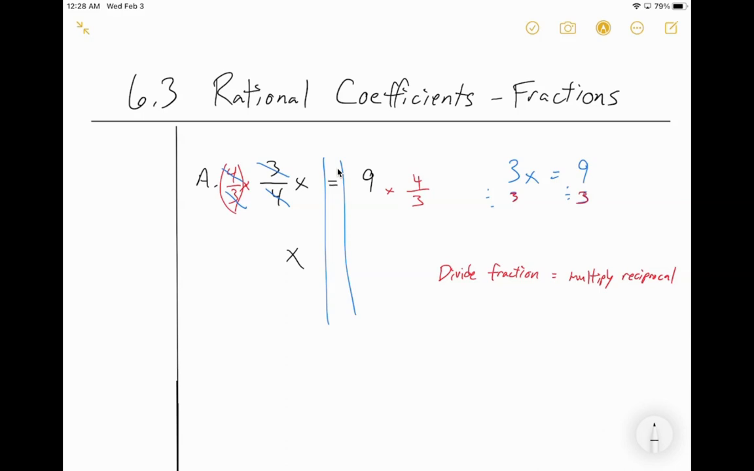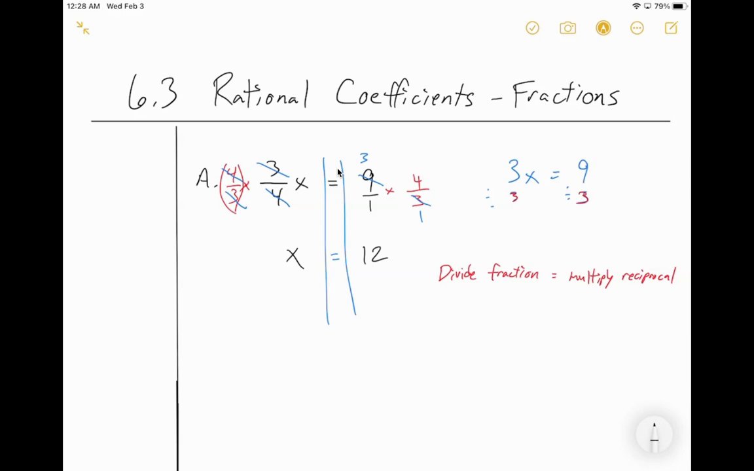Now on the right side, let's make this a fraction, 9/1, right? By making that a fraction, now we're dealing with fractions with fractions. And now we can do some cross-canceling here. We could say, okay, well, 3 becomes a 1, 9 becomes a 3, and 4 stays. So we end up with 3 times 4, which is equal to a positive 12.